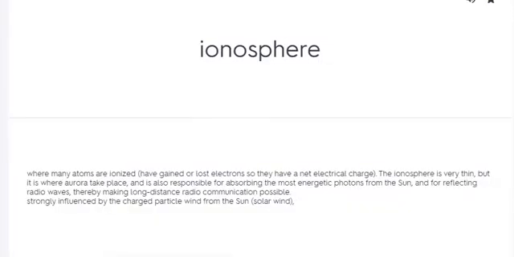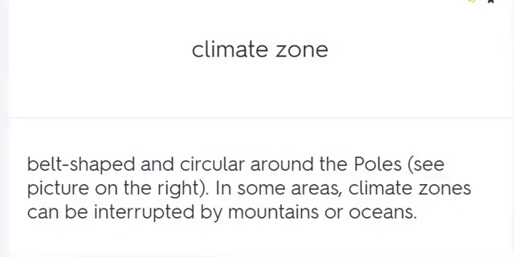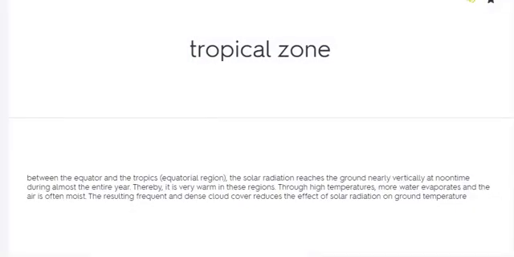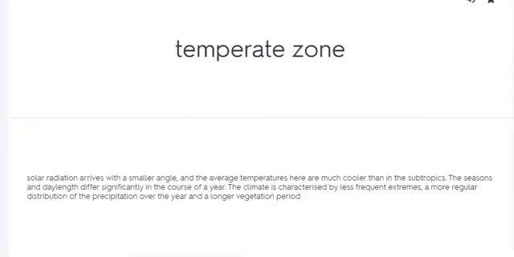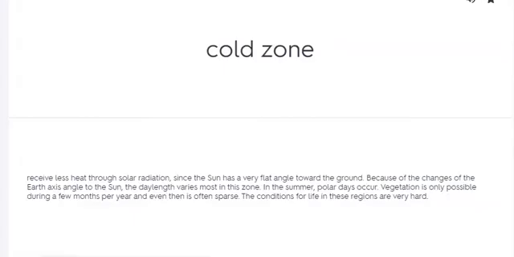Ionosphere. Climate zone, belt-shaped and circular around the poles. In some areas, climate zones can be interrupted by mountains or oceans. Tropical zone. Subtropics. Temperate zone. Cold zone.